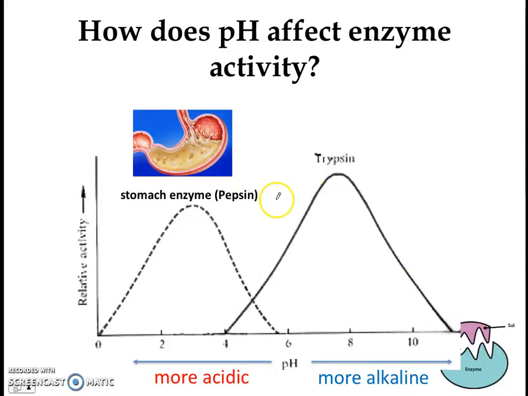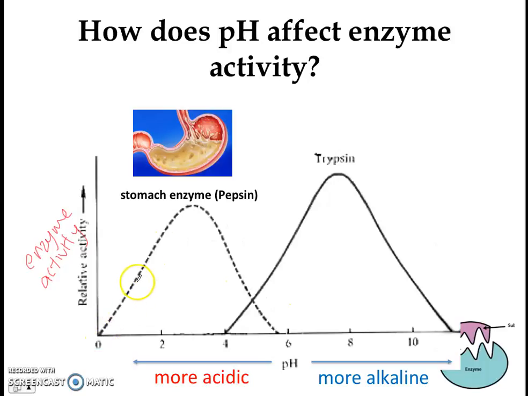That is what we find when we look at a graph of enzyme activity against pH. Here is a graph. On the vertical axis is enzyme activity, and on the horizontal axis is pH. Here's the more acidic pH on the left, 0, 1, 2, and here's the more alkaline pH, or less acidic, on the right side. Now just focus on this dotted curve for stomach enzyme.